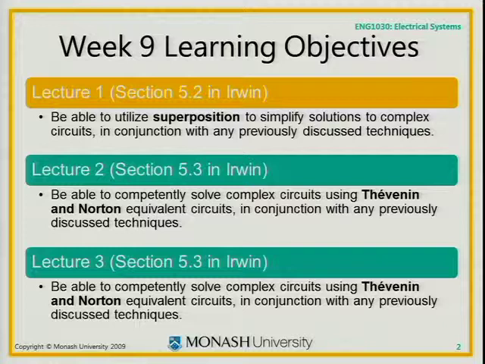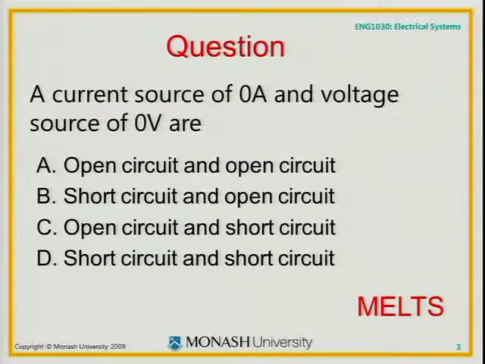But today, lecture 1 up there is superposition. Start off with a multiple choice question. A current source of 0 amps and a voltage source of 0 volts are what, respectively? So if I say a current source of 0 amps, is that an open or short circuit? If I've got a voltage source of 0 volts, is it an open or short circuit?